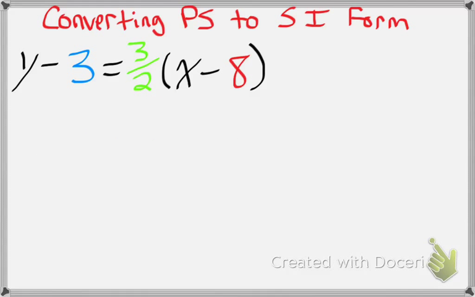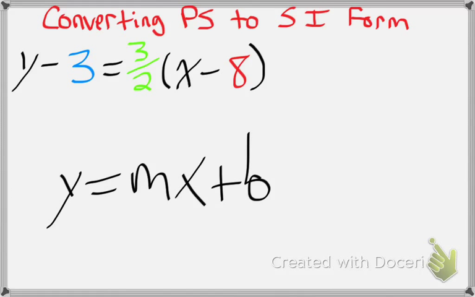Alright, so the first thing we're going to do is convert this point slope formula to slope-intercept. And here's how you do that. Before we do anything, think about what slope-intercept form is. You don't have to write this down. Slope-intercept form is y equals mx plus b, meaning what's important is that y is all by itself. So that's what we're going to do.